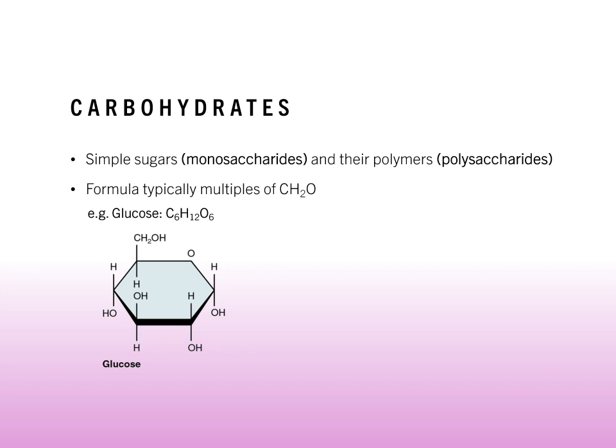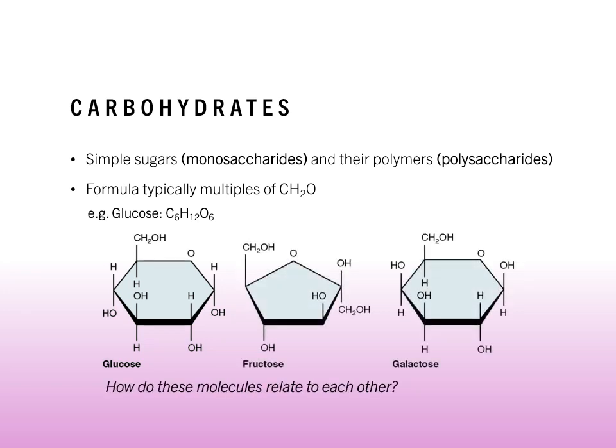Before we move on to polysaccharides, I'm going to show you a couple of other monosaccharides, fructose and galactose. I'd like you to pause the video for a moment and see if you can figure out how these molecules relate to each other. Got it? These three are actually structural isomers. They all have the same formula, C6H12O6, but the arrangements of the bonds are different, resulting in molecules with different properties. They can also be combined differently to produce different polymers.